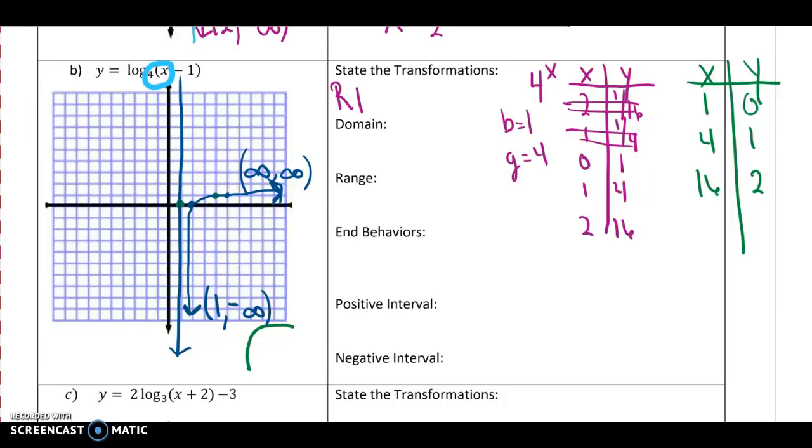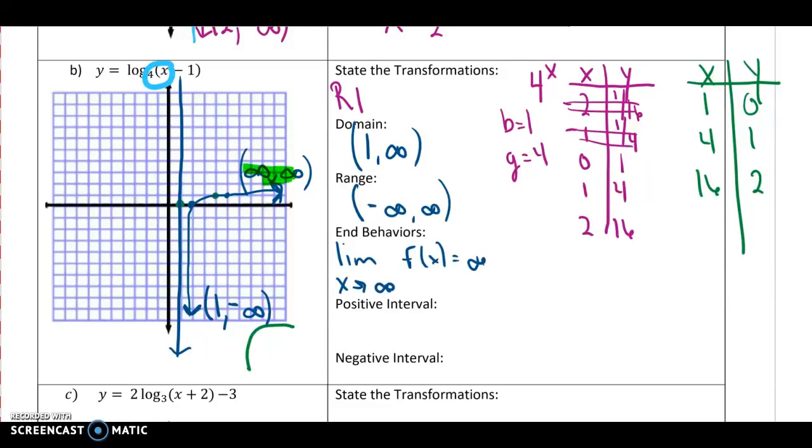So now for domain, my x's, I'll do 1 and infinity. Again, they'll both be parentheses because it's going to get close to 1, but it will not be 1. And the range, if you haven't figured it out, will always be this. My end behaviors, it will approach infinity, and f of x is infinity. I can see that again just by this one. And then the limit, as x approaches negative infinity, it's not approaching negative infinity, so I'll just put not applicable.